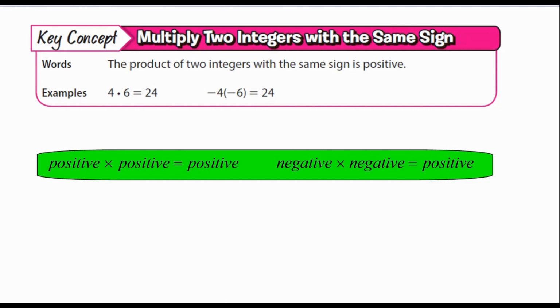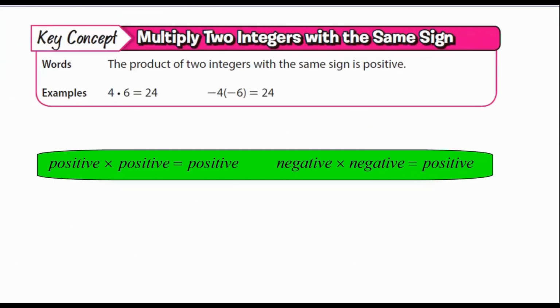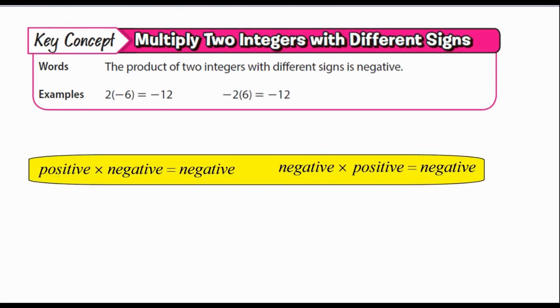So here is a take-home point that we want to have in our notes for sure. When we multiply two integers with the same sign, a positive times a positive or a negative times a negative, that's going to turn out to be positive. Positive times a positive, negative times a negative, those both turn out to be positive. So when the signs are the same, your product is always going to be positive. And then likewise, we have multiplying numbers with two different signs.